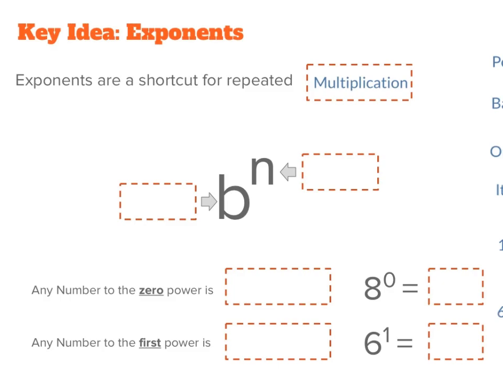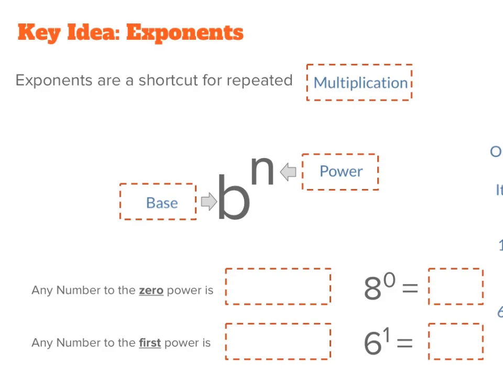So 6 to the third would be 6 times 6 times 6, but rather than writing that all out, we do 6 to the third. Now we need to talk about the vocabulary terms that come along with exponents. So we have two parts of our exponents. We have the power, and then we have the base. So the base is raised to a power, and that is the number that we are going to multiply that number of times that the power indicates.